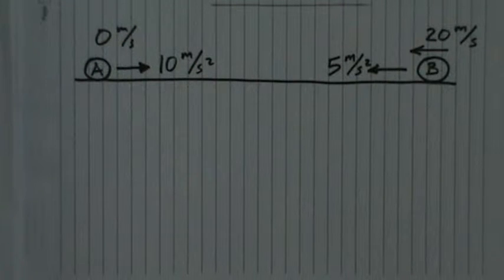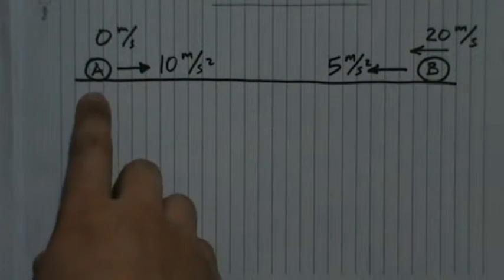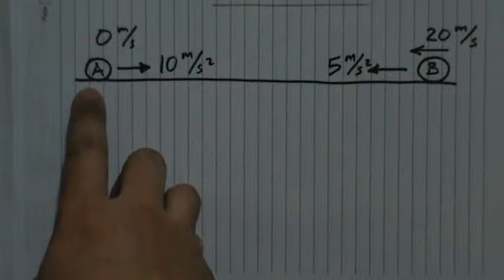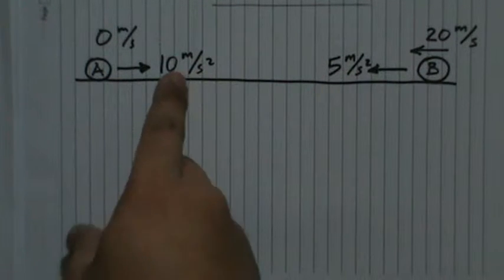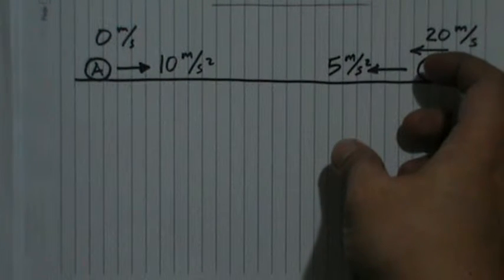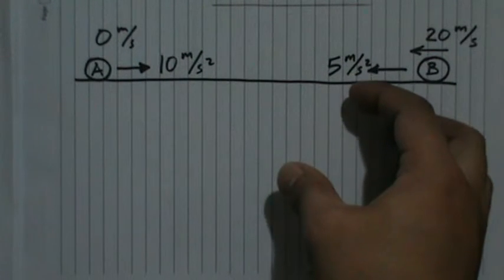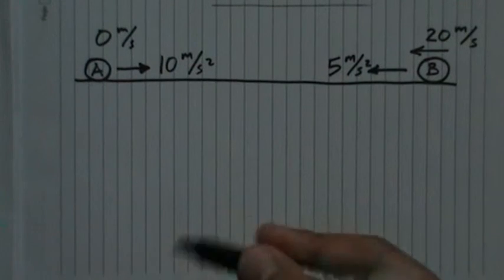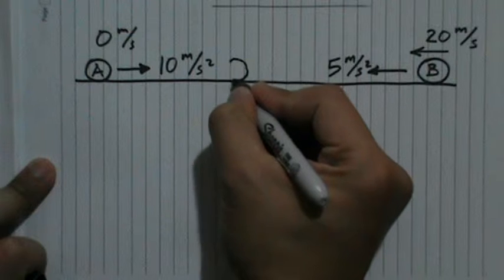Let's now discuss the first problem. So we have two cars A and B, and A starts from rest and it accelerates 10 meters per second square, and B starts with initial speed 20 meters per second and it accelerates 5 meters per second square. So at the end they will meet.